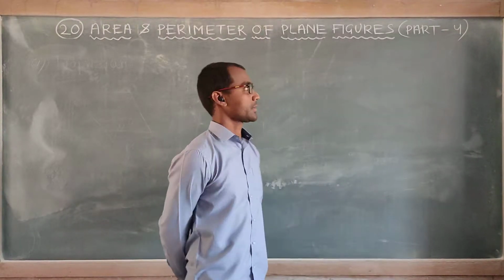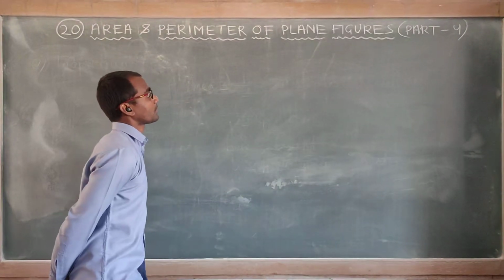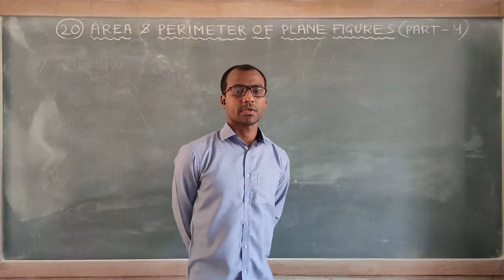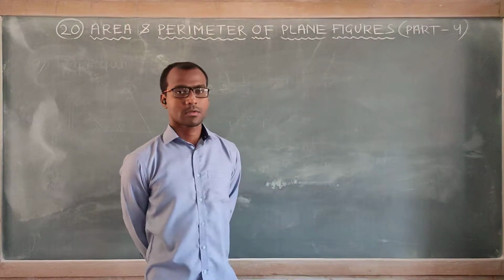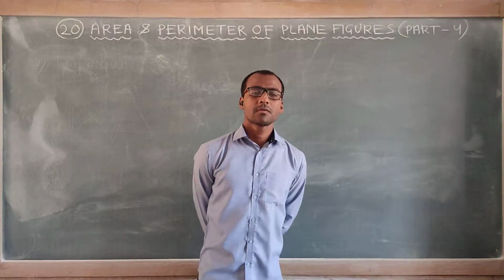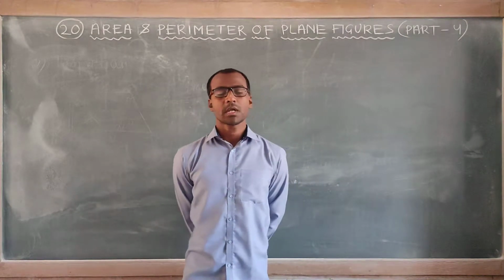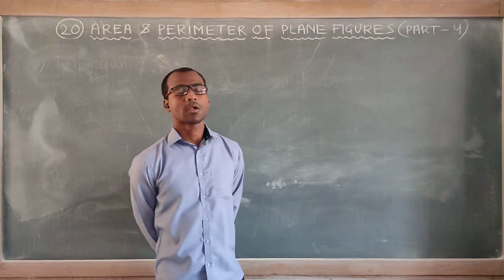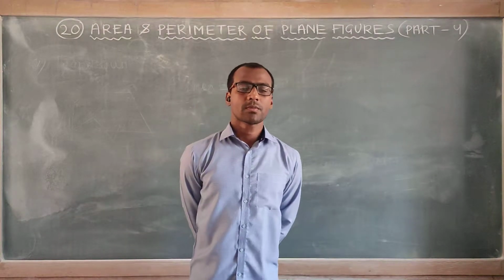Hello children, this is area and perimeter of plane figures or two-dimensional mensuration part 4 based on quadrilaterals. In part 3 I have already explained the formulas to find area and perimeter of different types of quadrilaterals. In this part I will be simply solving different types of examples.